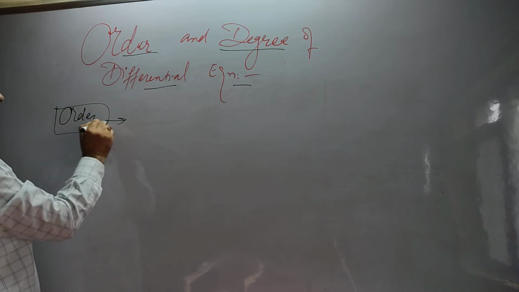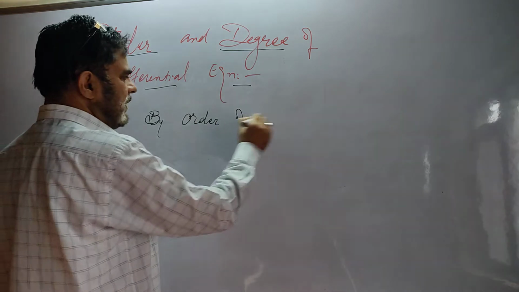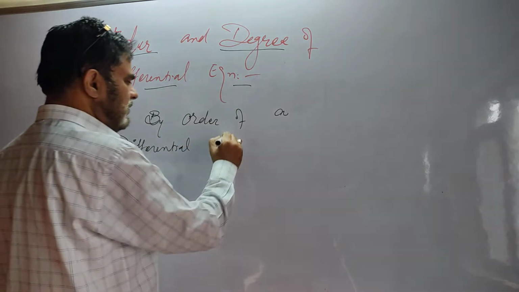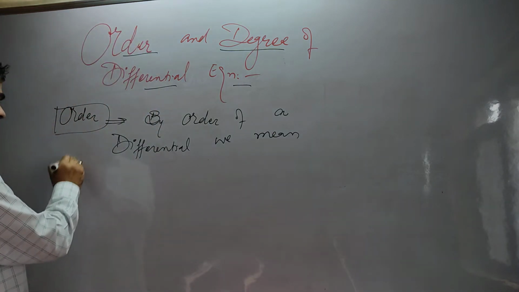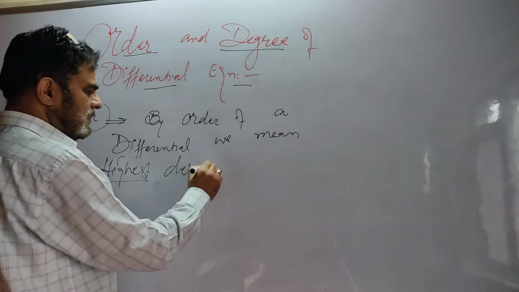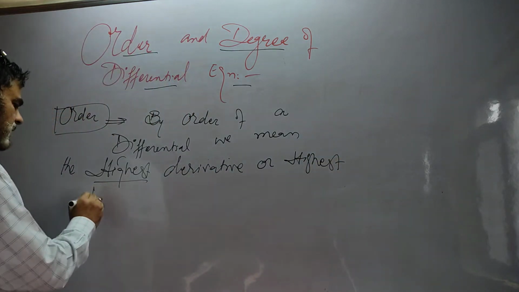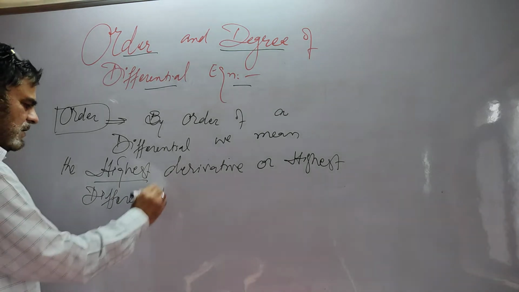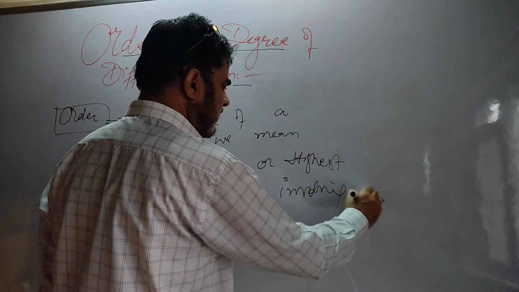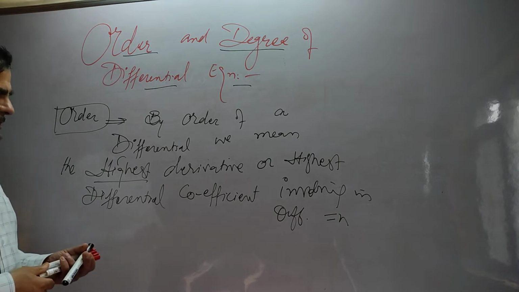Let us first define order. What is order? By order of a differential equation, we mean the highest derivative or highest differential coefficient involved in the differential equation. Highest derivative or highest differential coefficient involved in the differential equation.